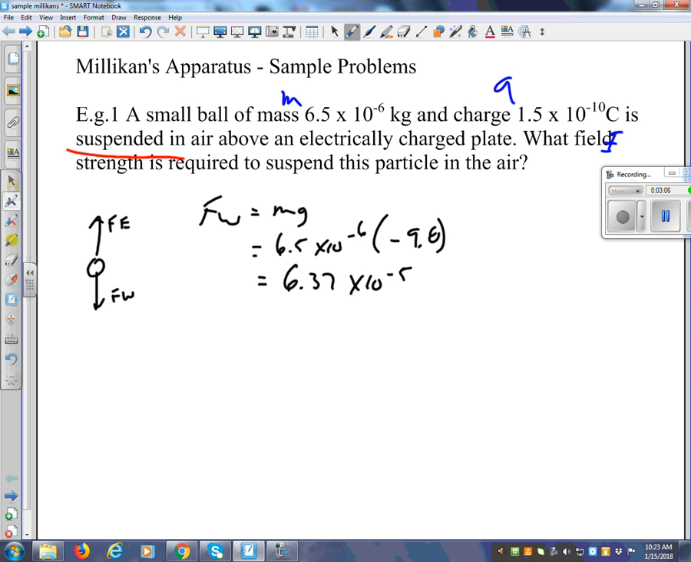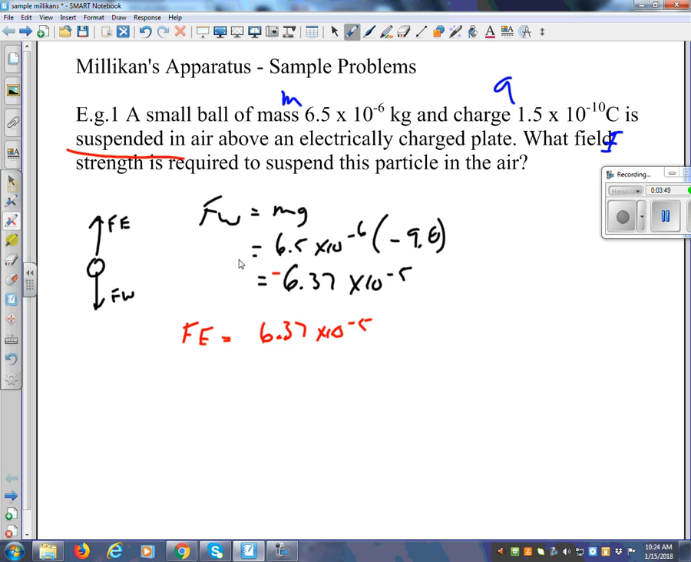Does that make sense? A little bit of a trick here. You should know that this exponent here should always be one less than this one. Do you know why? This is minus 6, this is minus 5. Do you know why it's going to be only one away? Because you're basically multiplying by 10, which moves the decimal place, right? So in a very rare situation will it not be one less. So 6.37 times 10 to the minus 5, and I guess that's really negative, which means then that the electric force is positive 6.37 times 10 to the minus 5, right? Up.